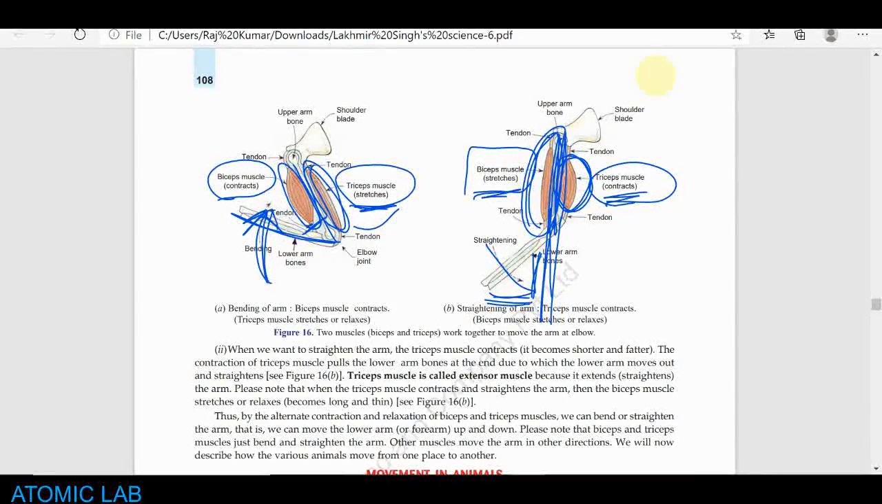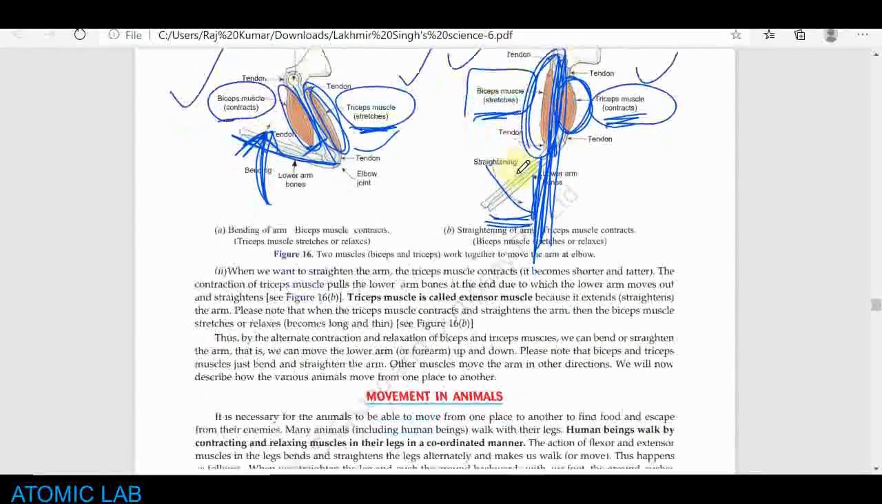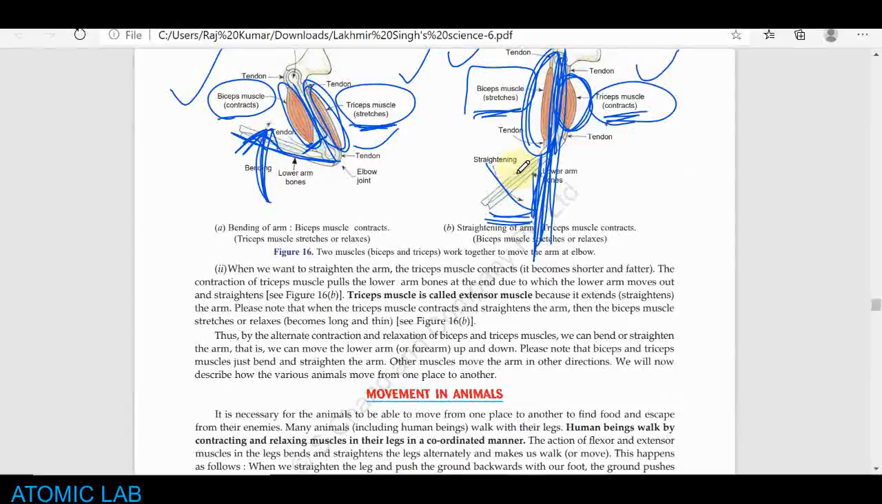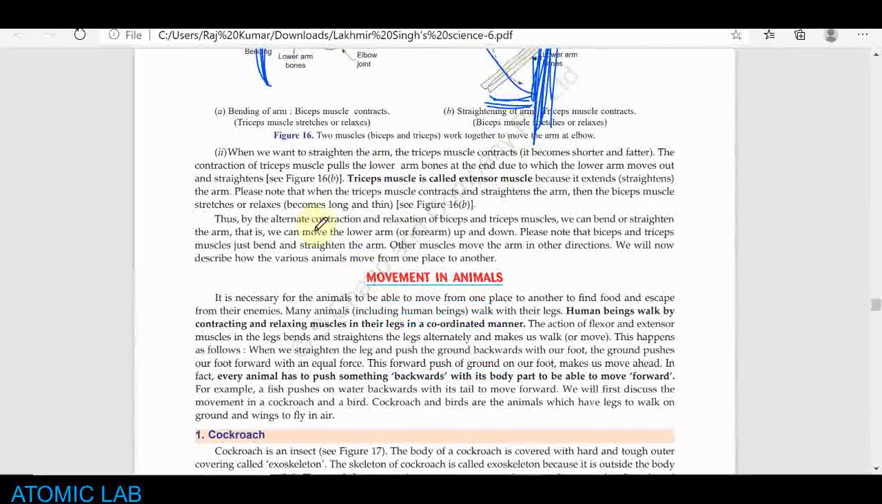So during motion, you have to remember that if we are bending, our biceps muscle contracts and the triceps muscle is stretched or relaxed. During the straightening of the arm, the biceps muscle stretches or relaxes, but the triceps muscle contracts. So during motion, some muscles contract and some muscles stretch. That is the basic reason for the movement of our bones, because bone movement is generally done by muscles. So I think you got the meaning of it.